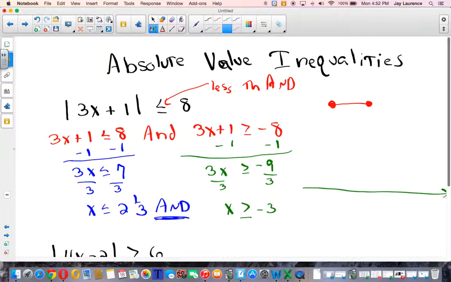So on my number line, I'm going to show the -3, and I'm going to show the 2 1/3. All right. Now, they're going to be closed points because I said the word equals, right? Less than or equal to. If I didn't say equals, they would be open. And since it's an and, I need all the numbers that are less than 2 1/3 and greater than -3 at the same time. Well, they would all fall inside here. So here's the solution. Here's the graph.